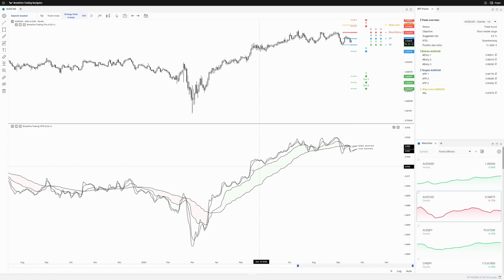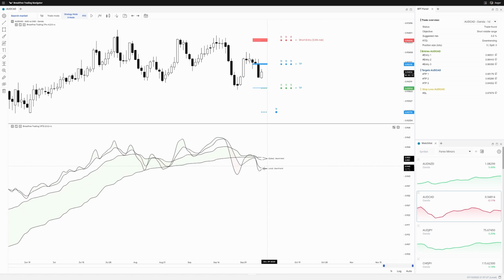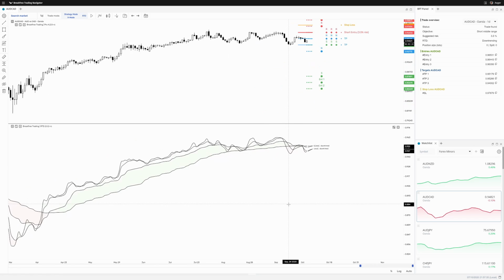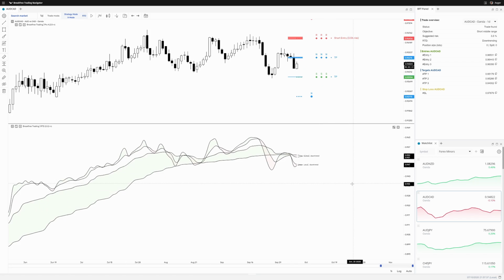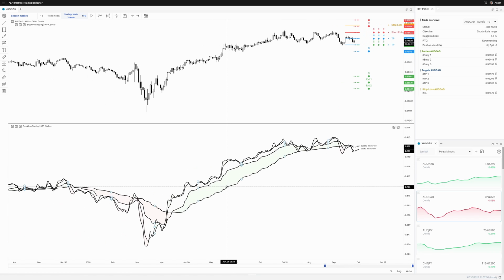So the second thing you want to pay attention to is the colors. Are they red or are they green? If local is red, that means it's bearish. If global is green, that means it's bullish. That's how it works. And the last thing you need to pay attention to is the width. Yeah, I guess the space between the alpha and the beta, or the two lines. Exactly. It indicates how strong the current trend is.